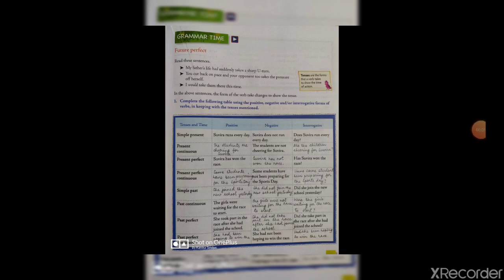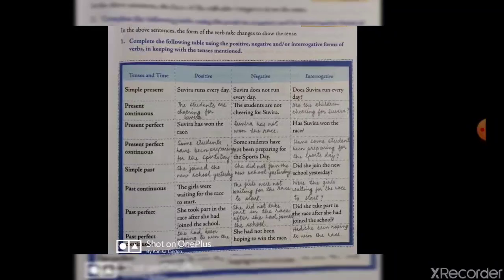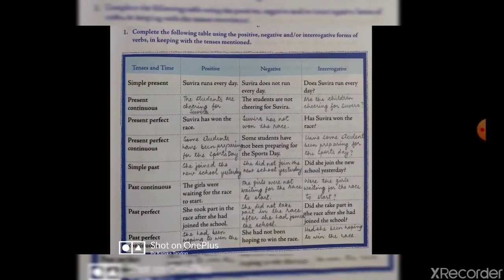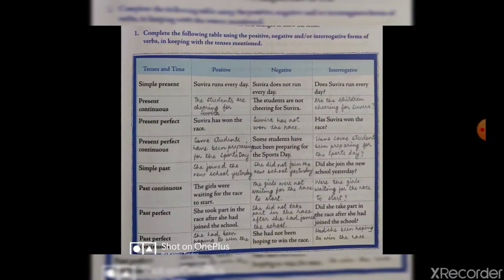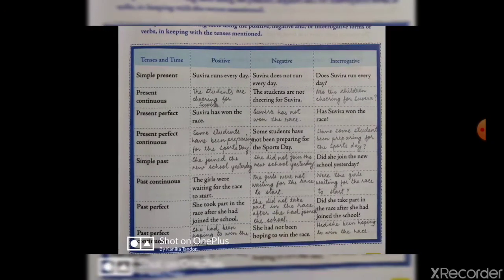Next exercise is on page number 49. Complete the following table using the positive, negative, and interrogative forms of the verb in keeping with tenses mentioned. So what we have to do, we have to complete the following table, and according to the tenses that are given, we have to write a sentence that has to be positive, negative, and interrogative. So positive sentence is a normal statement.